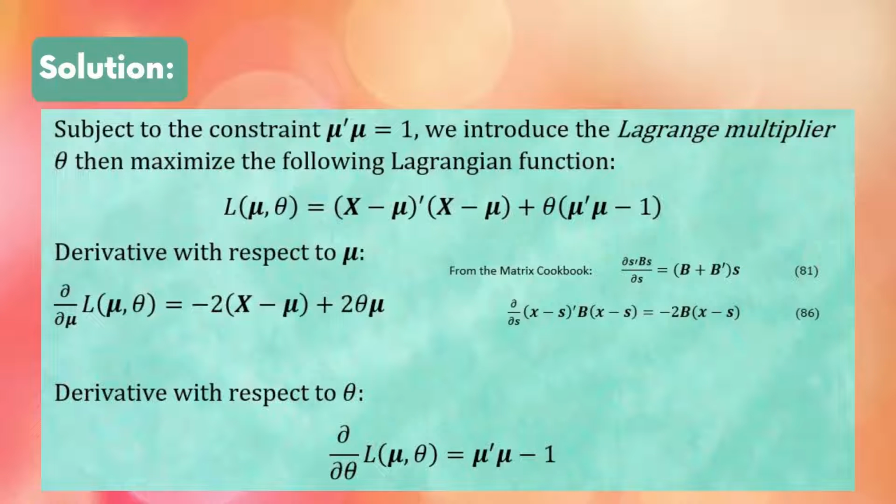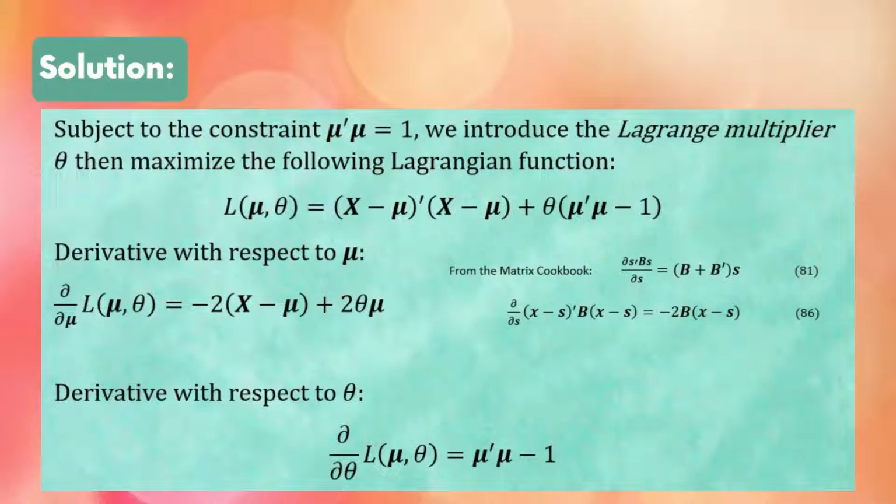Subject to the constraint mu prime mu equals 1, we introduce the Lagrange multiplier theta, then maximize the following Lagrangian function. Note that the first term of the Lagrangian function is the only term in our log likelihood function containing mu, and the second term is technically just 0 multiplied by the Lagrange multiplier theta.